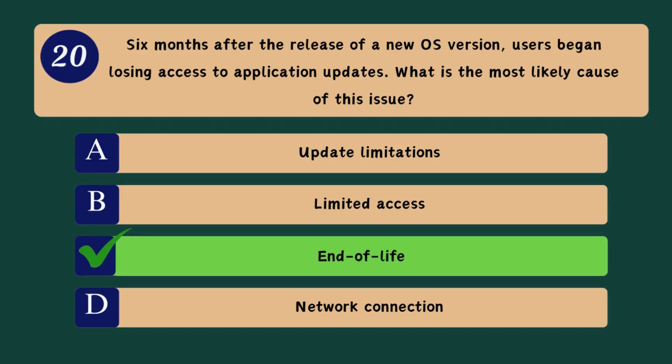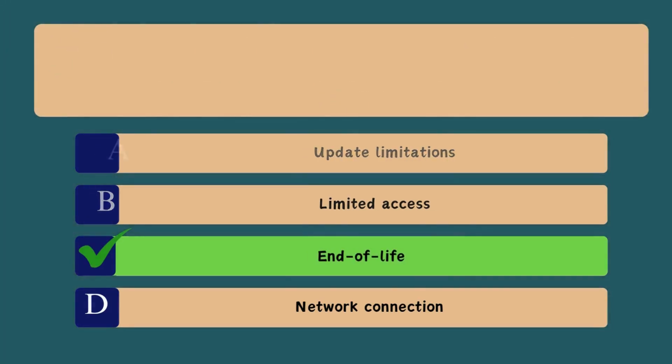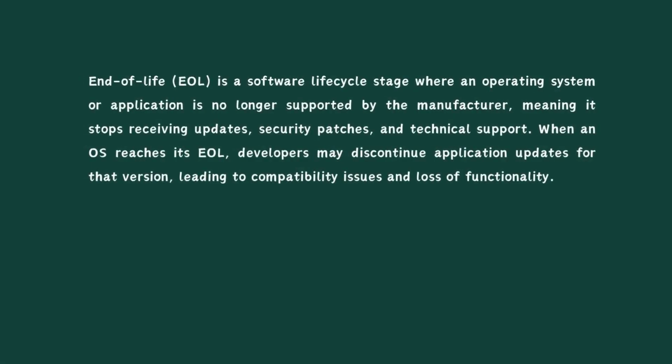Correct answer. C. End of life. End of life, EOL, is a software lifecycle stage where an operating system or application is no longer supported by the manufacturer, meaning it stops receiving updates, security patches, and technical support. When an OS reaches its EOL, developers may discontinue application updates for that version, leading to compatibility issues and loss of functionality.